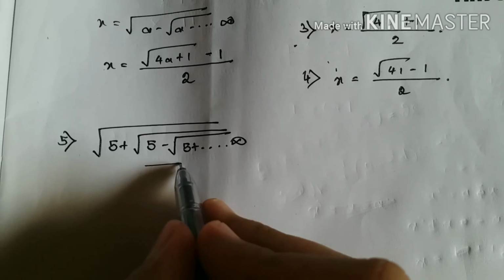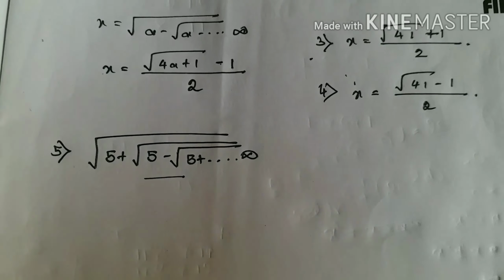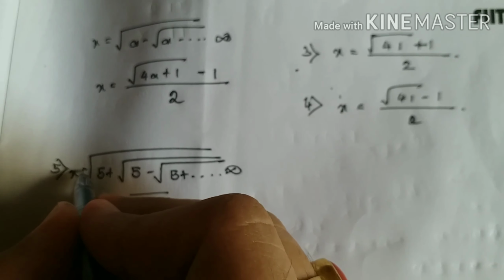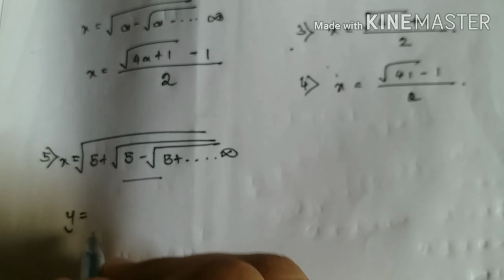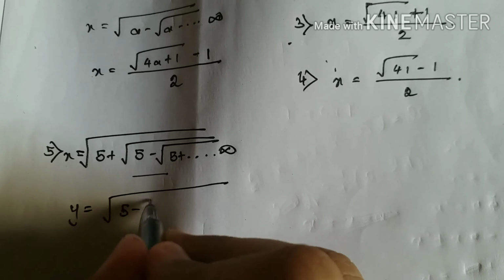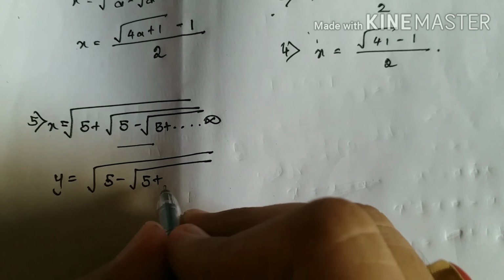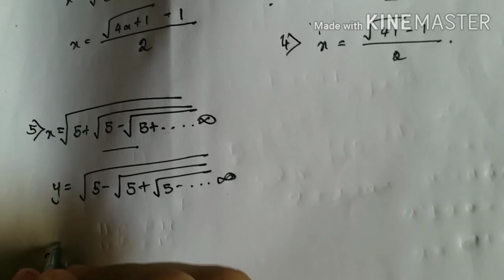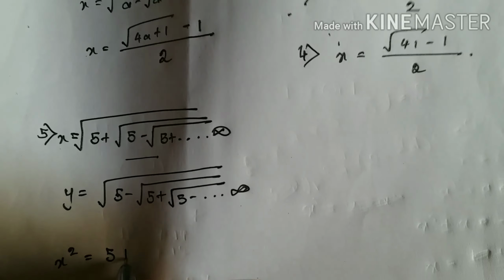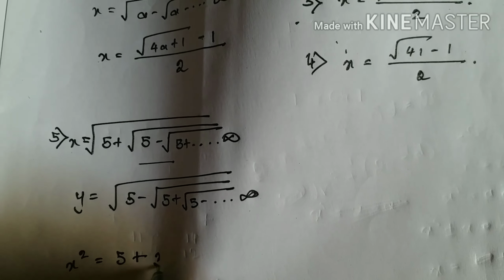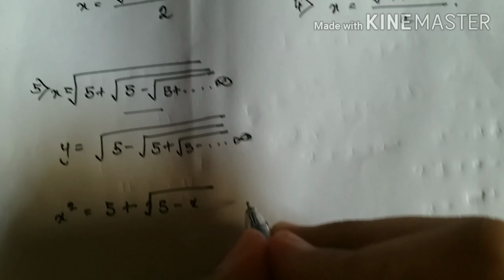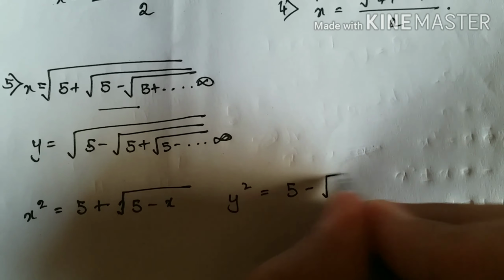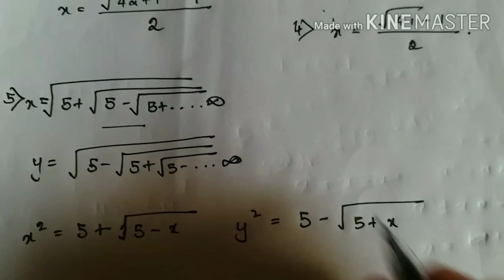Now coming to question number 5. Here the signs are alternate, plus minus plus minus. Actually we will solve question numbers 5 and 6 together. Okay, so we take x equal to the expression in question number 5 and y equal to the expression in question number 6, root over 5 minus root over 5 plus root over 5 minus, till infinity. What we'll do is x square. x square is equal to 5 plus root over 5 minus x, and y square is equal to 5 minus root over 5 plus x. Okay.